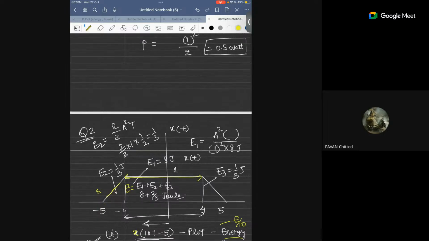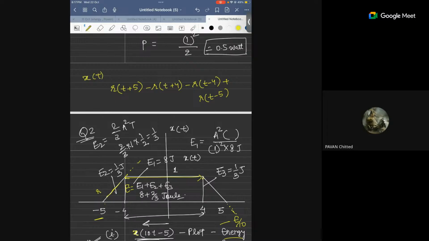How will you write it? This function from minus infinity to minus 5 is 0, and at minus 5 it is getting a ramp function, so ramp of t plus 5. Then the slope must decrease at minus 4, so it will be ramp of t plus 4. Then again it should start declining at 4, so it should be minus of ramp of t minus 4. But at this point we'll have to increase the slope, so it should be ramp of t minus 5, right? This is the function, this is x(t).